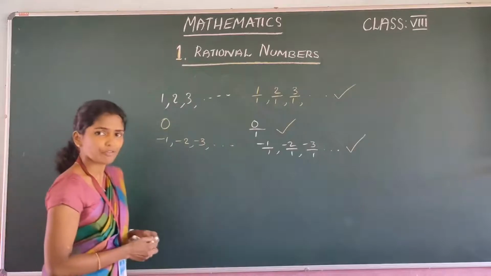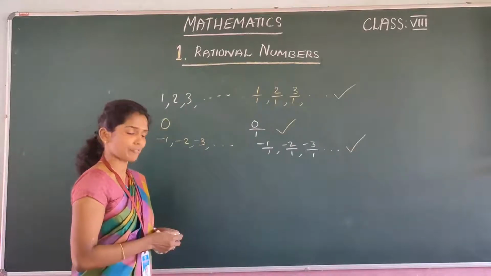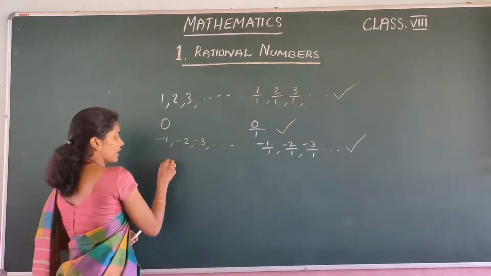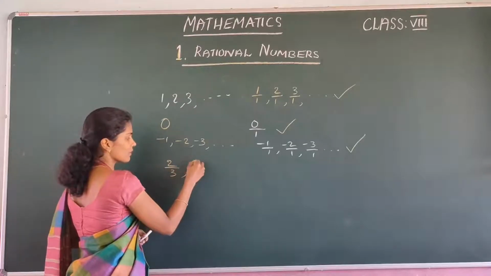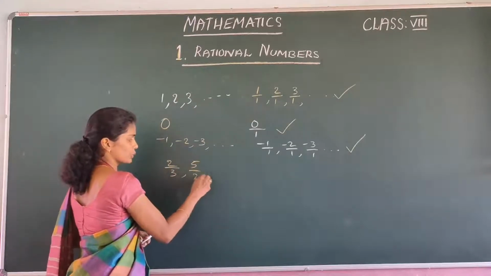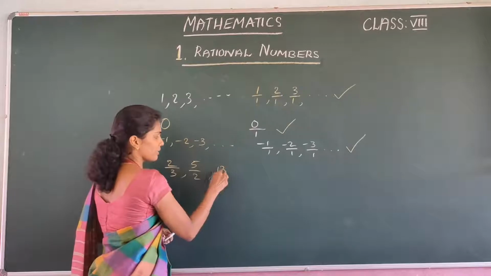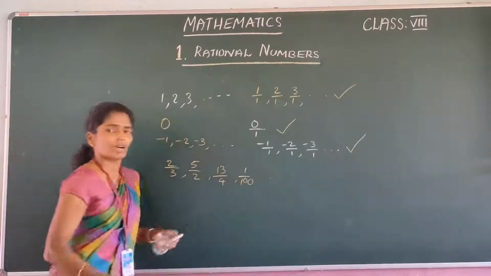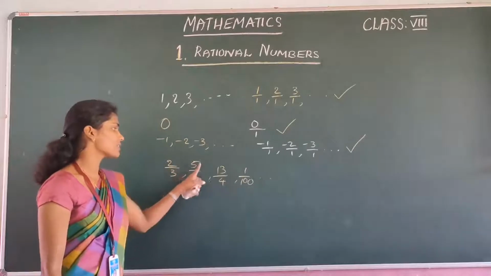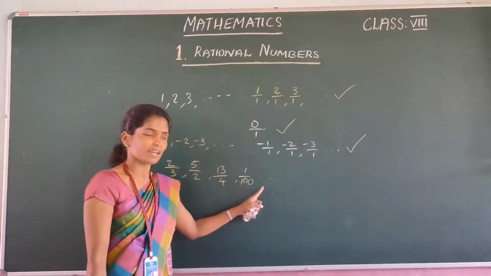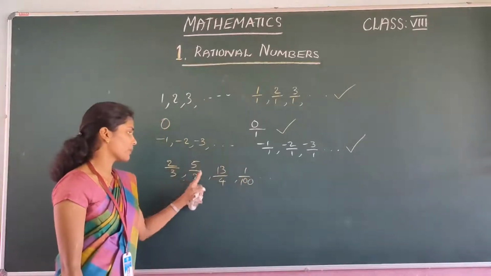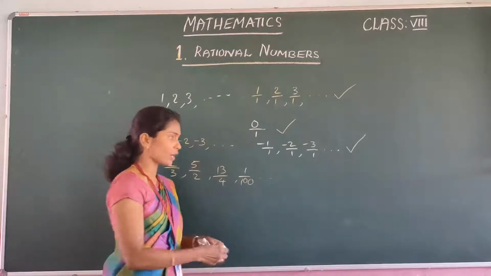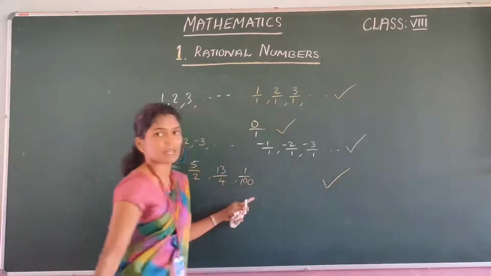Then what about proper fraction, improper fraction, mixed fraction like that numbers? 2 by 3, 5 by 2, 13 by 4, 1 by 100, like that some numbers. What about here? These all are integers, right? Also, this is P by Q form, also Q not equal to 0. Therefore, these all are rational numbers.